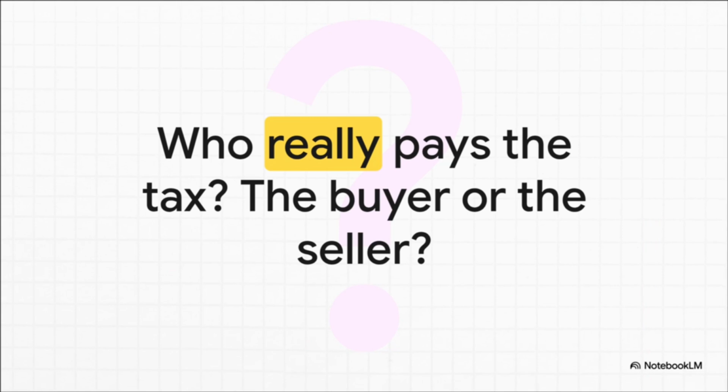Let's jump in. Okay, so let's start with the big mystery. We all know what happens when a tax gets put on a product, right? The government gets its money. But here's the real question. Who actually pays for it? Does the buyer just have to shell out more cash, or does the seller have to eat the cost? Who really ends up with the bill?